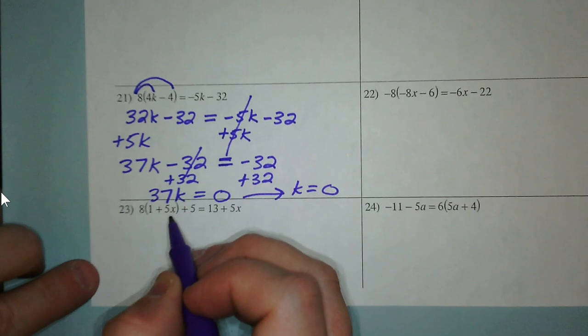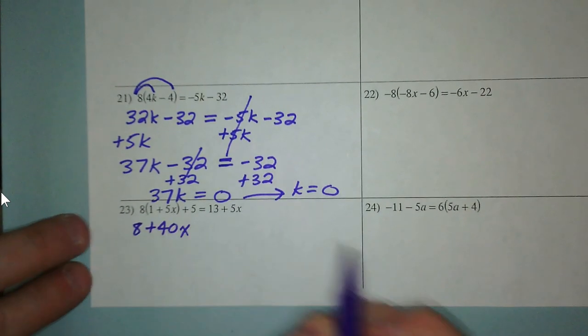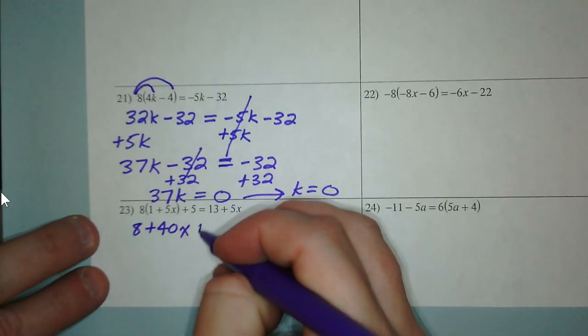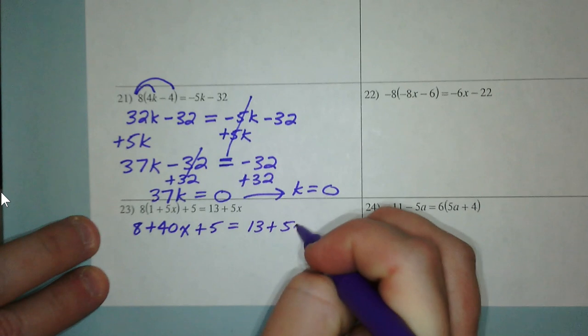Number 23, once again, the very first thing you should do is what? Clear the parentheses. So I distribute the 8 and I get that. I bring down the plus 5 and then I bring down the right side. Okay?